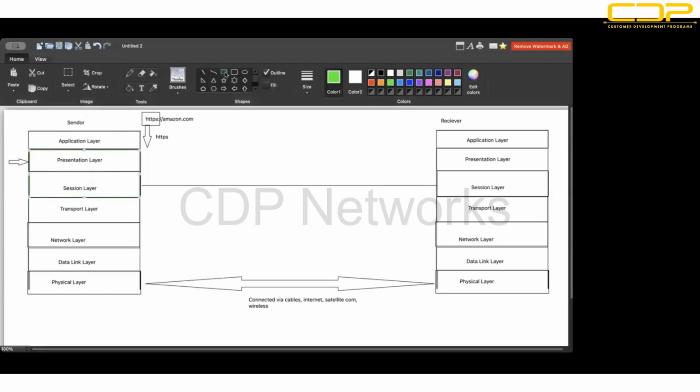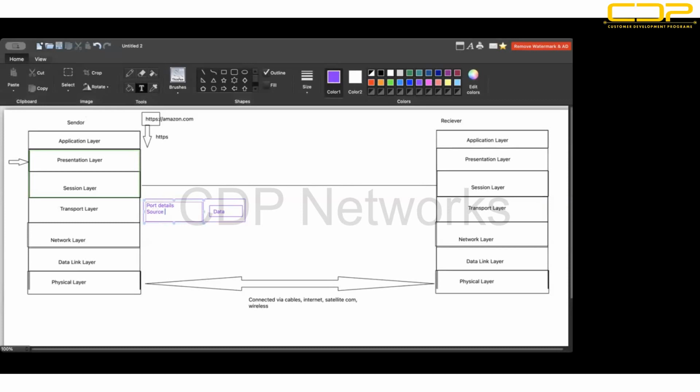So as soon as you type https amazon.com, your traffic will be handed over to the transport layer. So on the transport layer, let me change the color. We have your actual data. This is your data. This data will be enforced with a new header called a TCP header, because HTTPS works on TCP. So it will have port details.